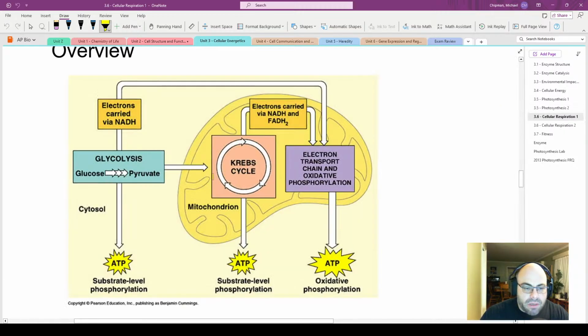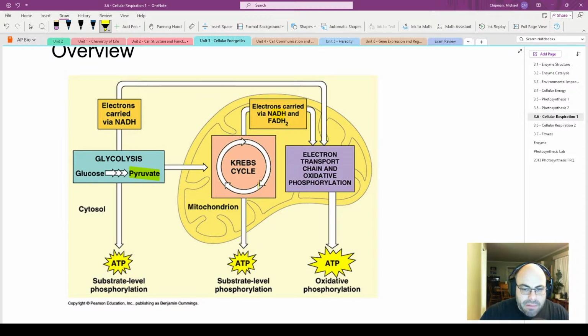So the purpose of glycolysis is to make pyruvate. There's a little bit of ATP made, there's some NADH made, but the main purpose is to make pyruvate. Where's pyruvate going? Krebs cycle. What's the purpose of the Krebs cycle? The purpose of the Krebs cycle is to make electron carriers, because electrons are carried by NADH and FADH2. And so that's the purpose of it.